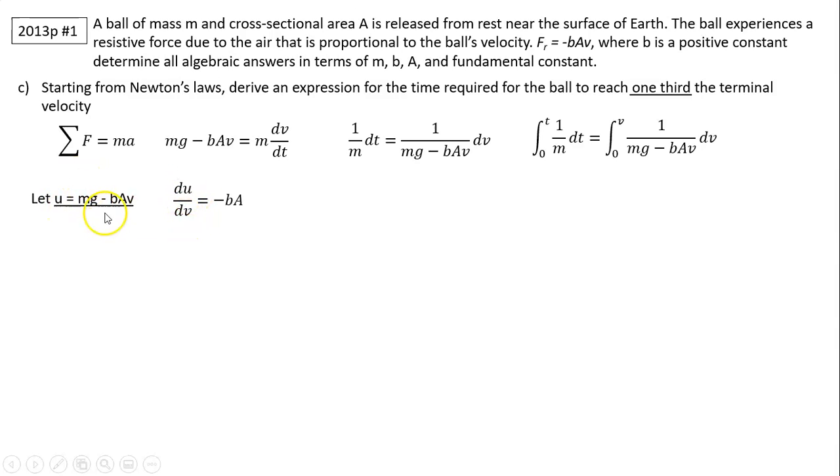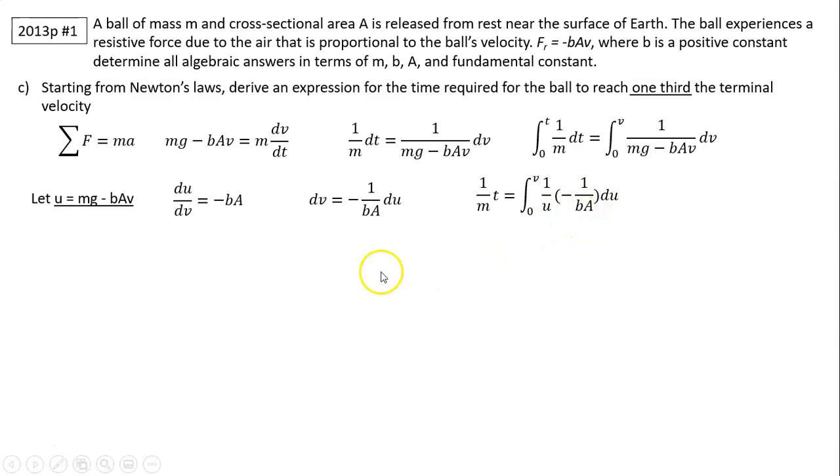So to do that, we have to differentiate u with respect to v on both sides. du over dv: mg is 0 because it's constant, and the next part is just negative BA. From here, we can figure out dv is just negative 1 over BA times du. Now we substitute u and dv into this equation. On the left-hand side, you can factor 1 over m out. The integral of 0 to t dt is just t. Here, 1 over mg minus BAv becomes 1 over u, and dv is negative 1 over BA times du.